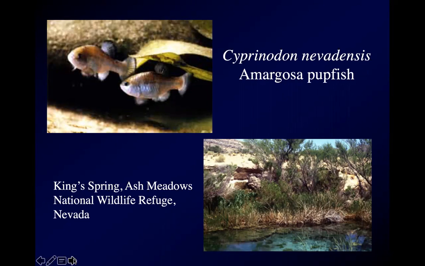And this species is only found in Ash Meadows and a couple of springs that are outside the reserve. At the lower right, there's one of the places where you could find them. That is King Spring at Ash Meadows National Wildlife Refuge. And these fish are called Cyprinodon nevadensis. The common name is pupfish.